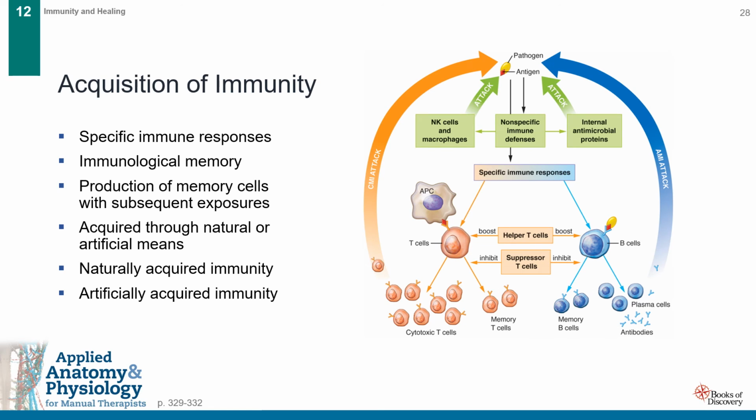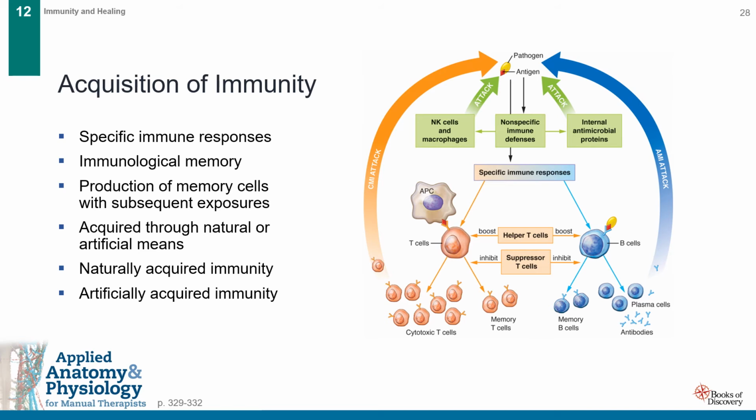Now let's consider acquisition of immunity. There are two key characteristics that set specific immune responses apart from nonspecific defenses. A specific immune response occurs only in reaction to a particular antigen. Lymphocytes have the ability to remember exposure to a particular antigen. Our bodies maintain an immunological memory because of the memory cells produced with each episode of a specific immune response.